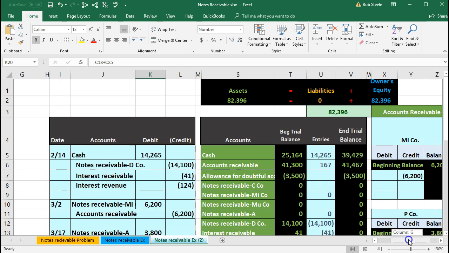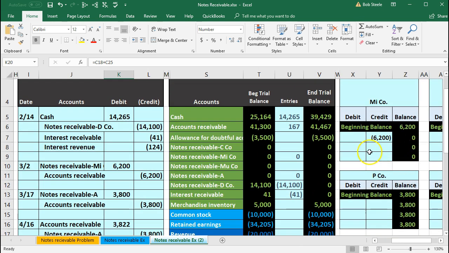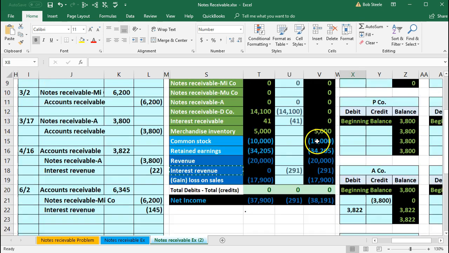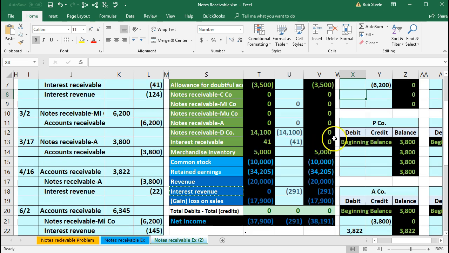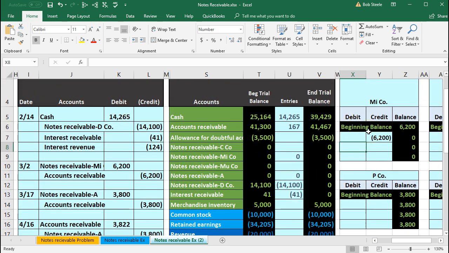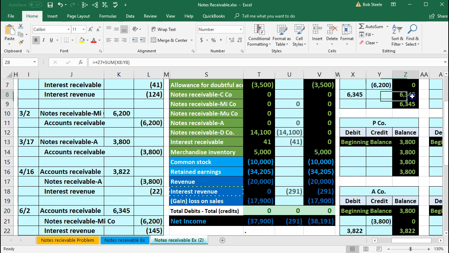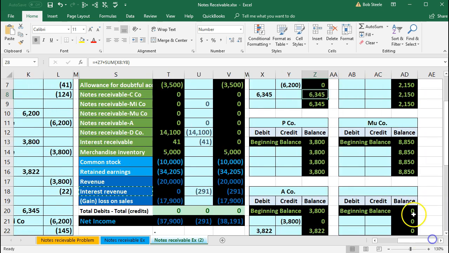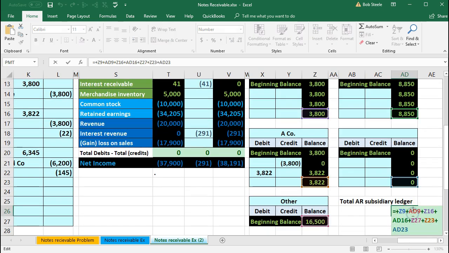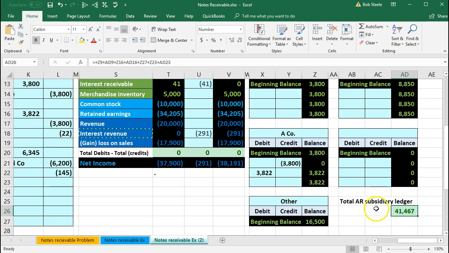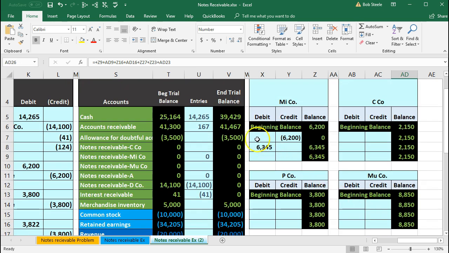We also need to put that in the receivable for MI. It's going to go back on the books, so we're going to put it in X8. We're just basically recording this same amount by the subsidiary ledger by customer. So that equals this 6,345, bringing the balance back up. Then, if we look at all the receivables, it sums up to 41,467, which matches the 41,467 here on the trial balance.